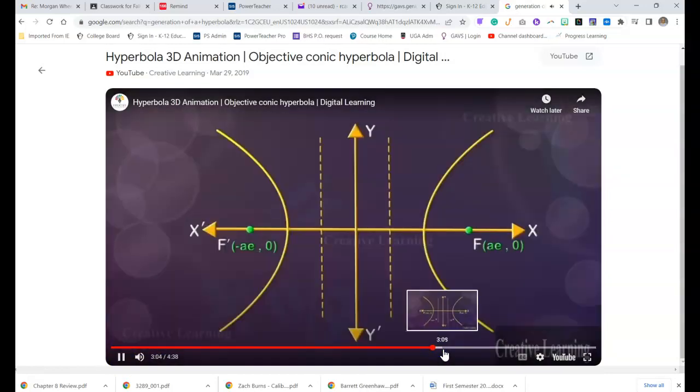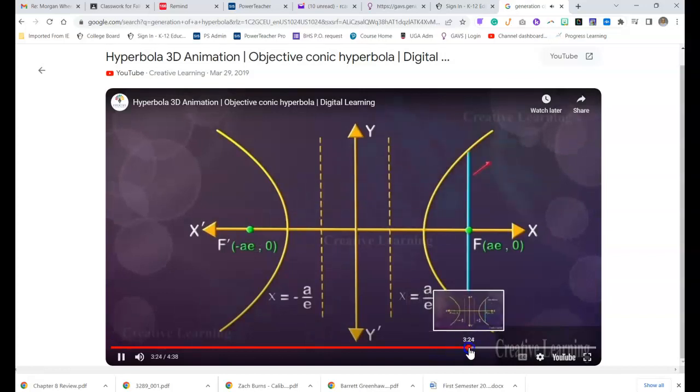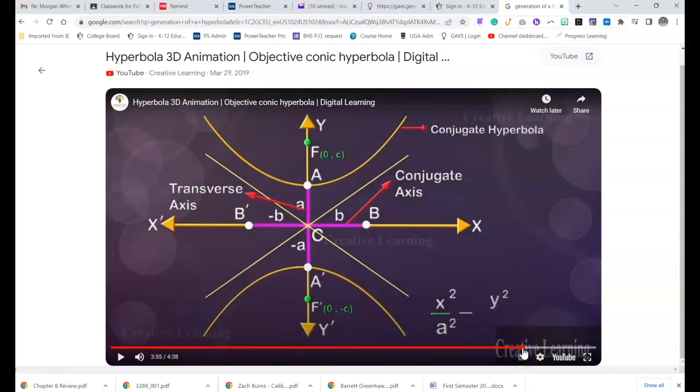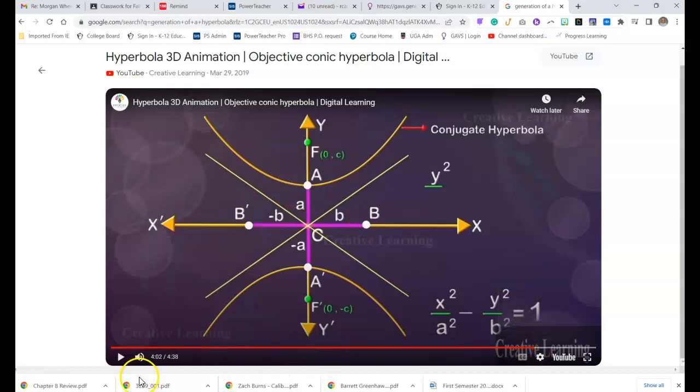Okay, this one is what we call a vertical hyperbola. So the curves are going up and down instead of left to right. But the segment that goes from A to A prime is still called the transverse axis, and that other one that doesn't connect the vertices is still called the conjugate axis. And notice at the bottom, x squared over a squared minus y squared over b squared, still a negative term. Okay, I think that's all that we need to view from there.